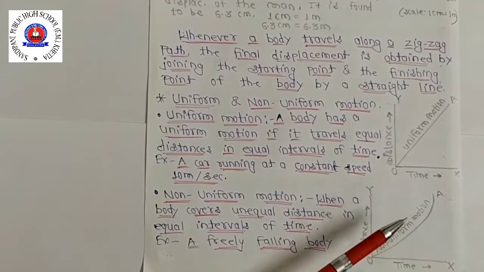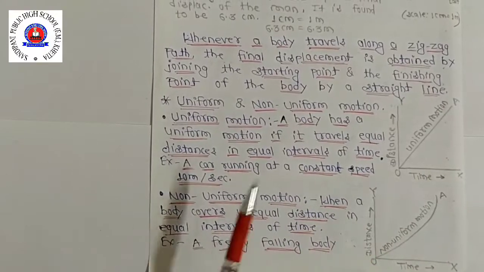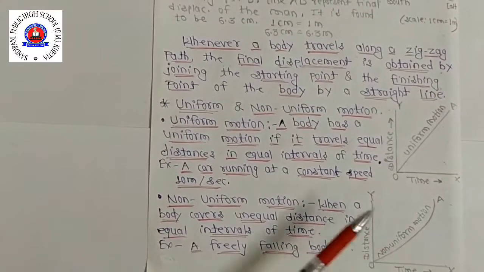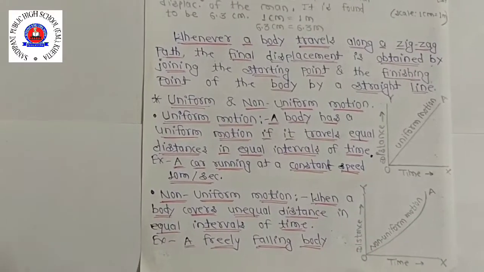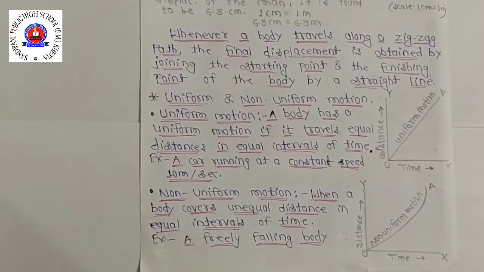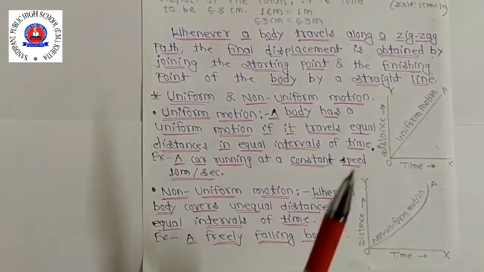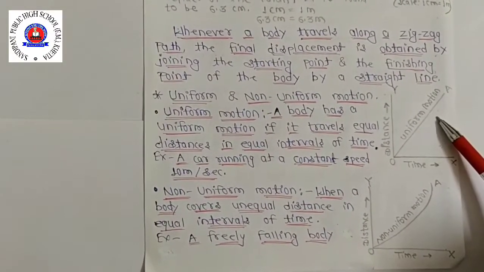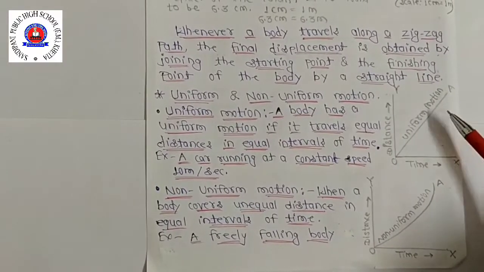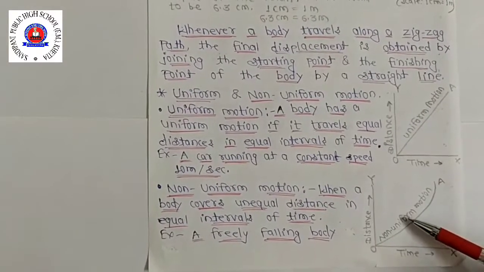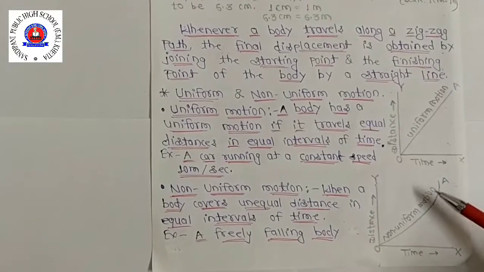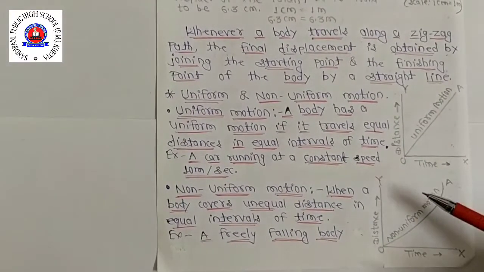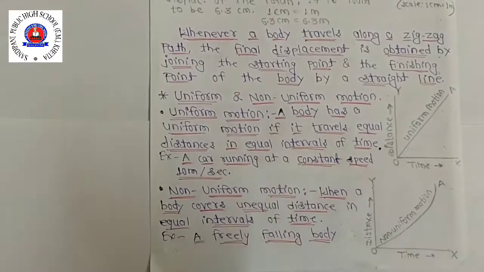In order to find out whether a body has uniform motion or non-uniform motion, we should draw the distance time graph for it. Clear this one? If the distance time graph is a straight line, look here, if we get a straight line, then the motion will be what? Uniform. And if the distance time graph is a curved line, then the motion will be non-uniform. It should be noted that non-uniform motion is also called accelerated motion. Clear?